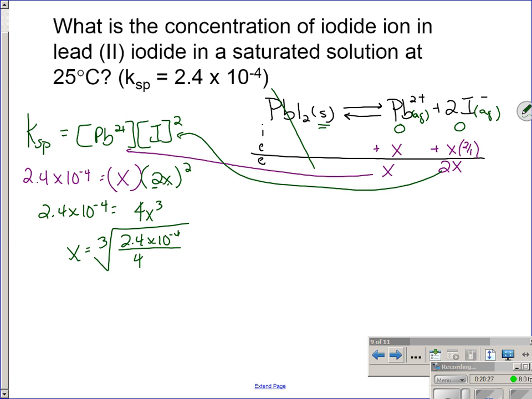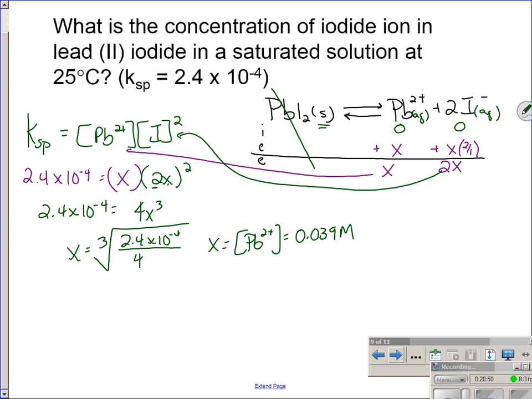And our value for x is the concentration of lead ion, and that is 0.039 molar.